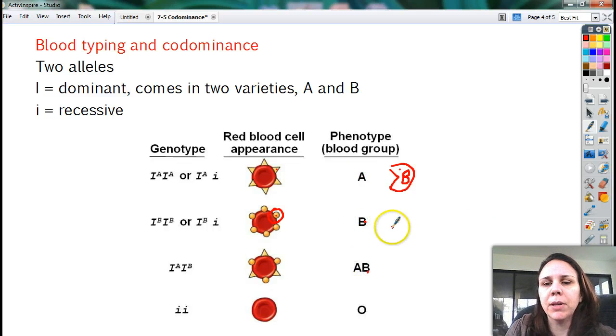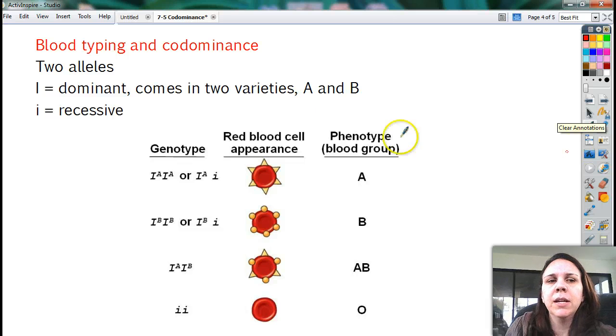If you have type B blood, you have anti-A's, so you can't get A or AB. If I have type AB blood, then it doesn't matter, because I don't have any antibodies for A or B, or else I'd kill myself with the A and the B, so there are no antibodies there. And if you have type O blood, you have anti-A's and anti-B's, so you can't get anything but type O blood.